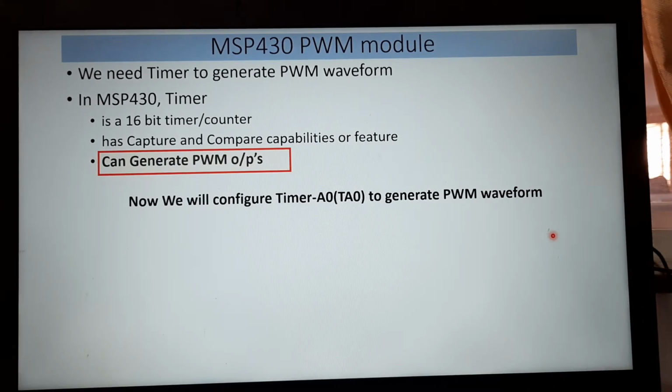We need to know how to generate a PWM. We need a timer. We all know MSP430 has a timer. It's a 16-bit timer or counter. It can be configured in either compare or capture mode, and the same timer can also be used to generate a pulse width modulated output. Let us now see how we can use Timer A0, that is TA0, to generate the pulse width modulation waveform.